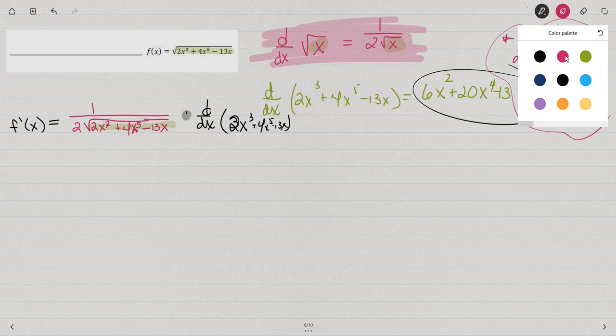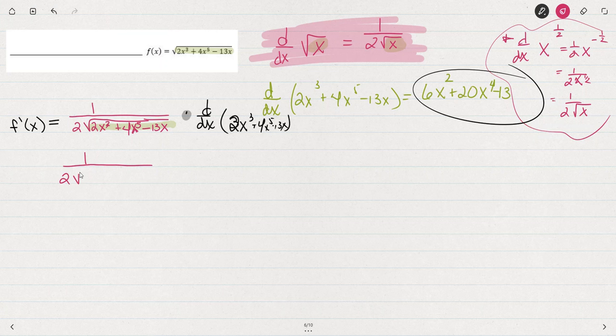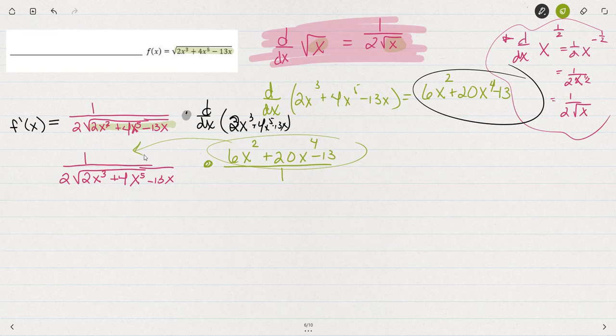So when I put it all together, I'm going to write this twice. I hope you get to the point where maybe you'd skip this step, but just to make sure no one has even 1 ounce of confusion here, let me show you what I'm doing. We have 1 over 2 times the square root times 6x squared plus 20x to the fourth minus 13. And it's as if that's all over 1 if you want to picture it as a fraction. So do you see that I could move this over to be part of that numerator? So the final result in simplified format would look like this.